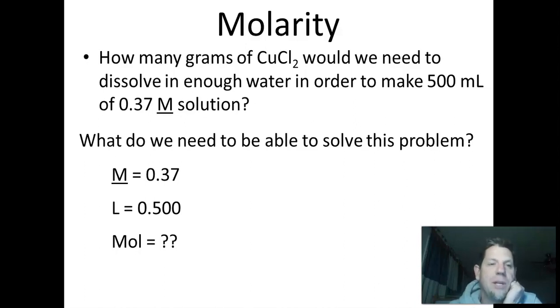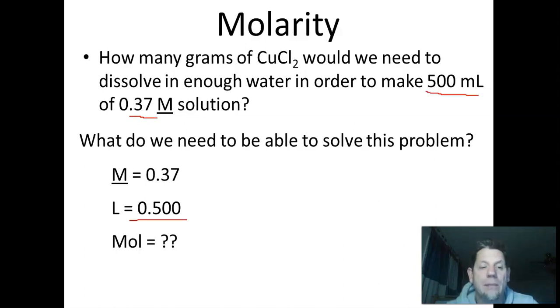How many grams of copper 2 chloride would we need to dissolve in enough water in order to make 500 milliliters of a 0.37 molar solution? So what do we need to be able to solve for this? You have to know the molarity, which we do. We need to know the volume, which we do: 500 milliliters, that's 0.5 liters.